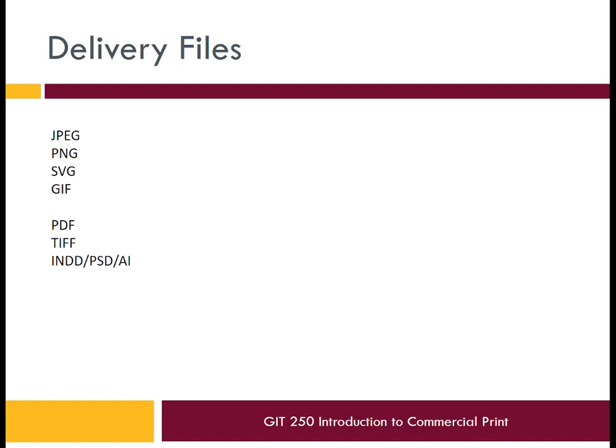These two bulleted lists are broken into categories. The top list are things that you're going to use for web. The bottom list are things that you're going to typically use for print. And you don't want to mix those up necessarily. It's going to cause problems.